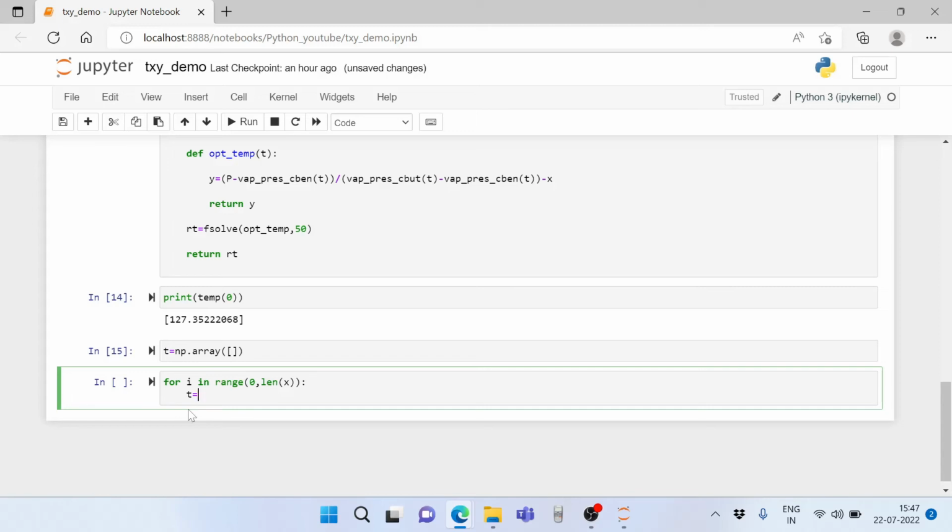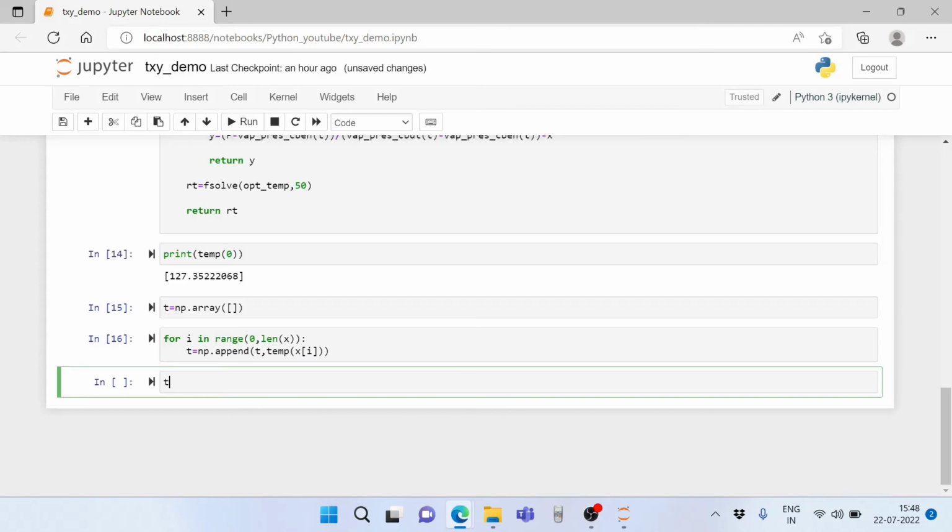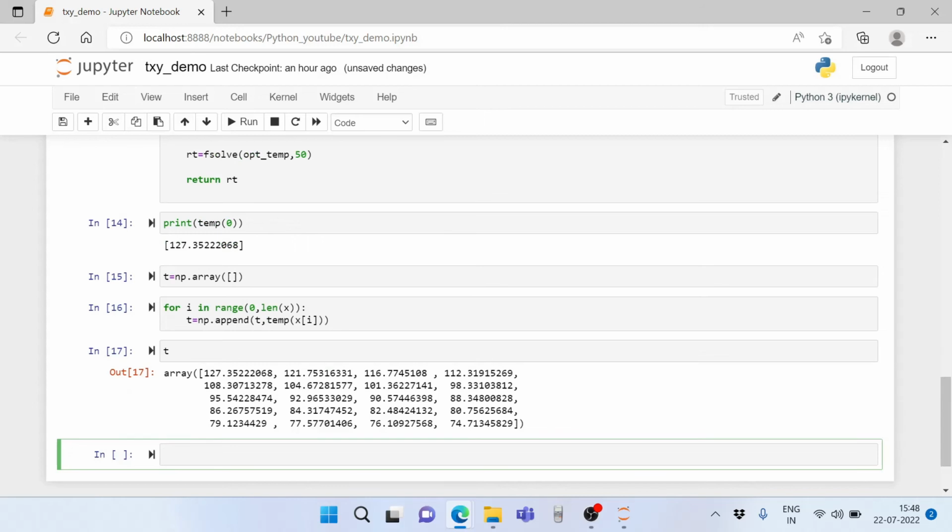So for this, we write T is equal to np.append, T comma temp of X i. Now this will loop through all values of X i, calculate the temperature for those concentrations, and append those values to the temperature array. So there we are done, and let's check it out. There we have all the values of temperatures for all the concentrations.